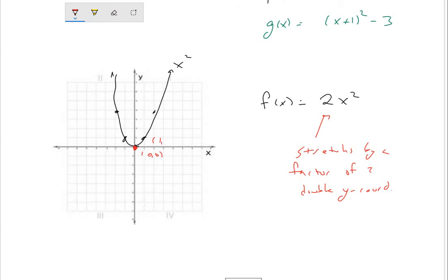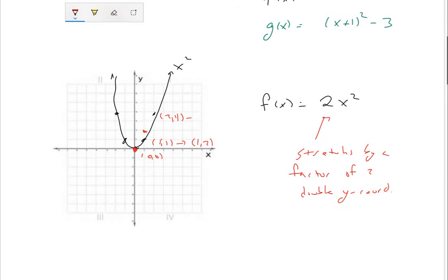Now, this point, 1, 1, is going to move to 1, 2, because we double the y coordinate. This point here, which is 2, 4, is going to move to the point 2, 8. And then same thing on these sides. We have the point negative 1, 1. That's going to move to the point negative 1, 2. And then we have the point negative 2, 4. That'll get shifted up to the point negative 2, 8.